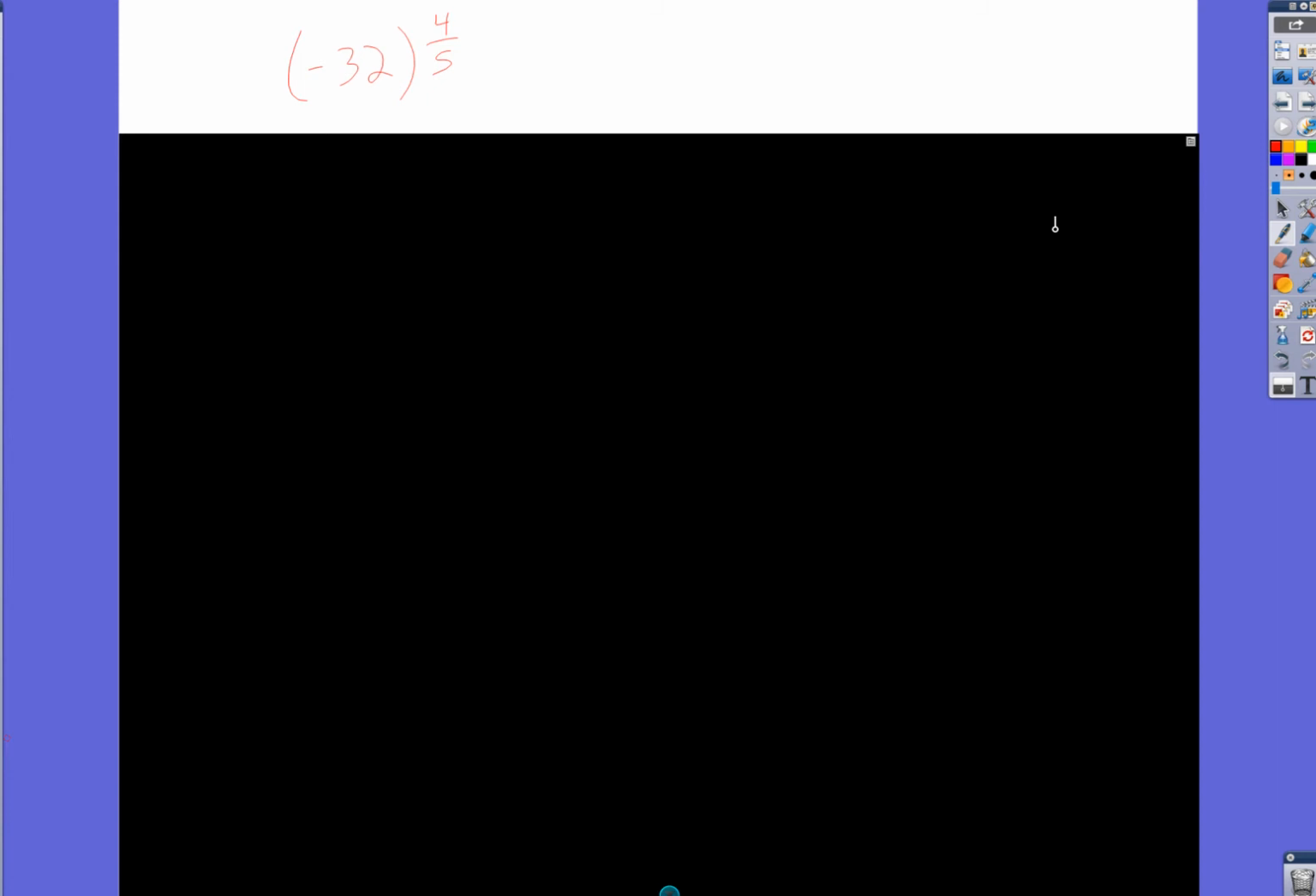I want to make sure you know how to use your calculator. So, Mr. Romero, I know that, but we're not going to use the calculator on the test. Okay, that's fine, but we're going to start transitioning to calculator. So I want to make sure you know how to find all the keys on the calculator. So, negative 32 to the 4th power.